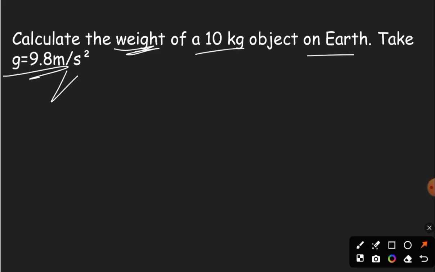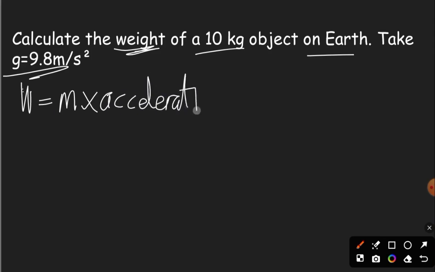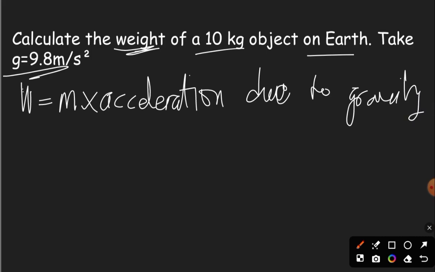So the formula for weight is mass times acceleration due to gravity. But you mostly see W equals mg. That's what you mostly see. So let's dive straight into the question.